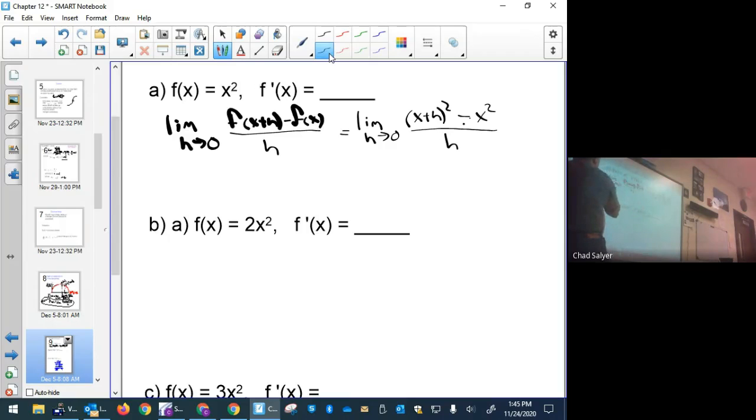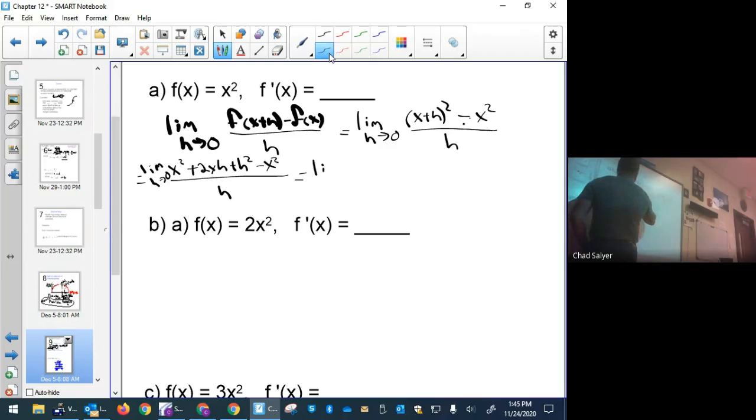So continuing to simplify, that is x squared plus 2xh plus h squared minus x squared over h. Don't lose your limit. That limit still needs to be hanging out there to the left. So the limit, until we plug it in, then we can get rid of it. So x squared and minus x squared cancel out. And I'm left with 2xh plus h squared over h. Now I can factor an h out of that numerator.